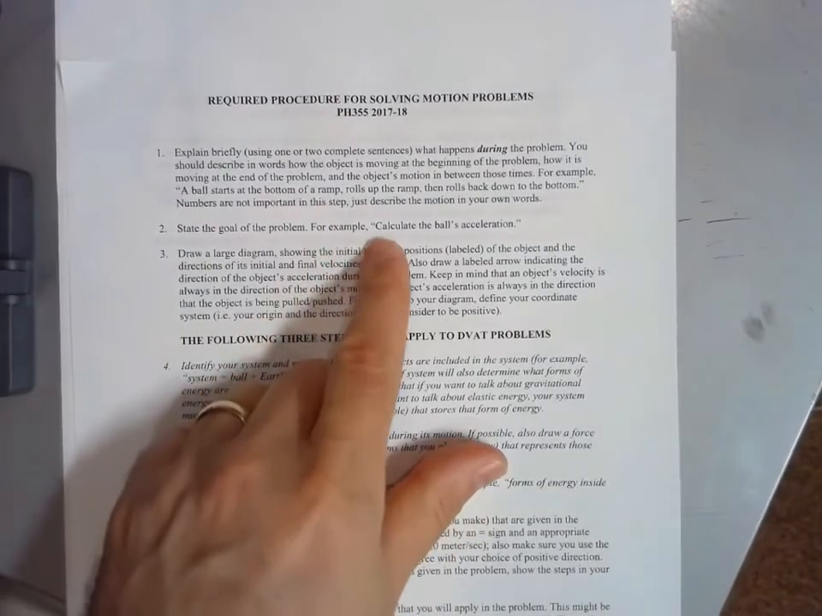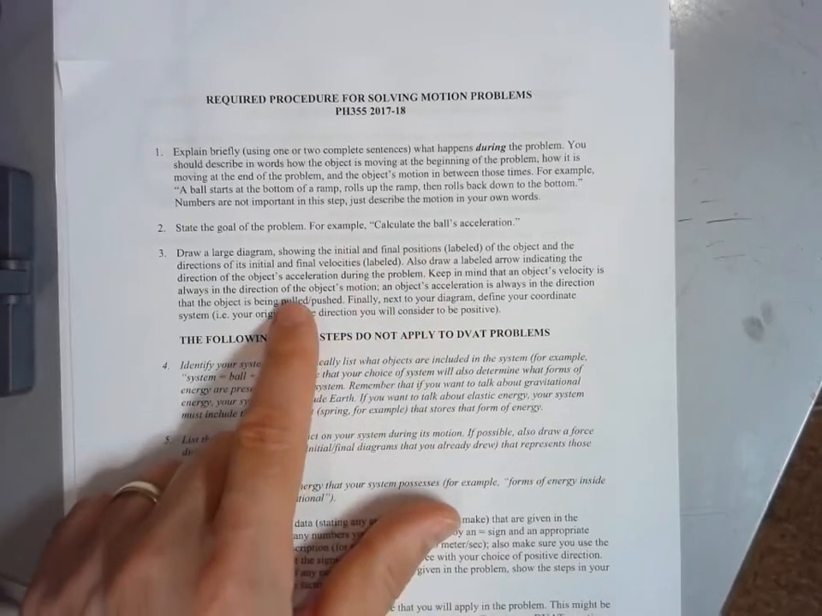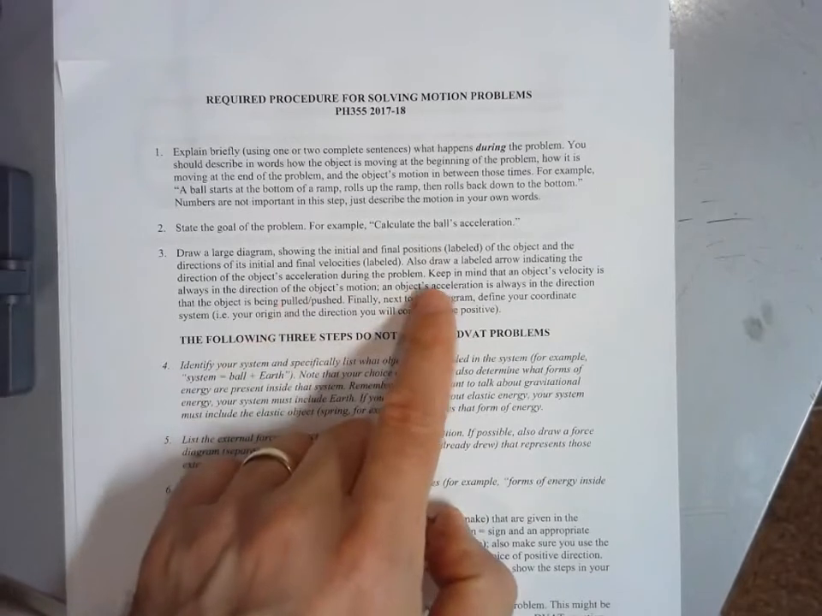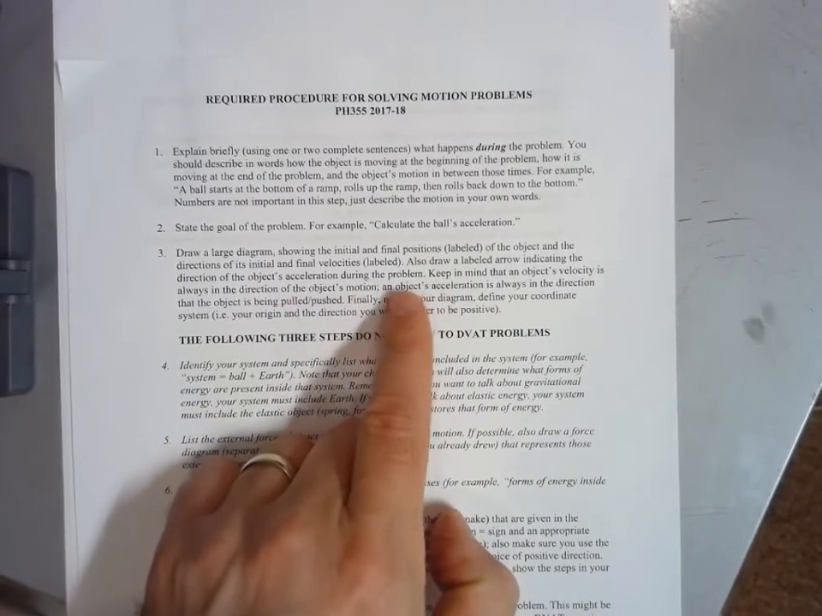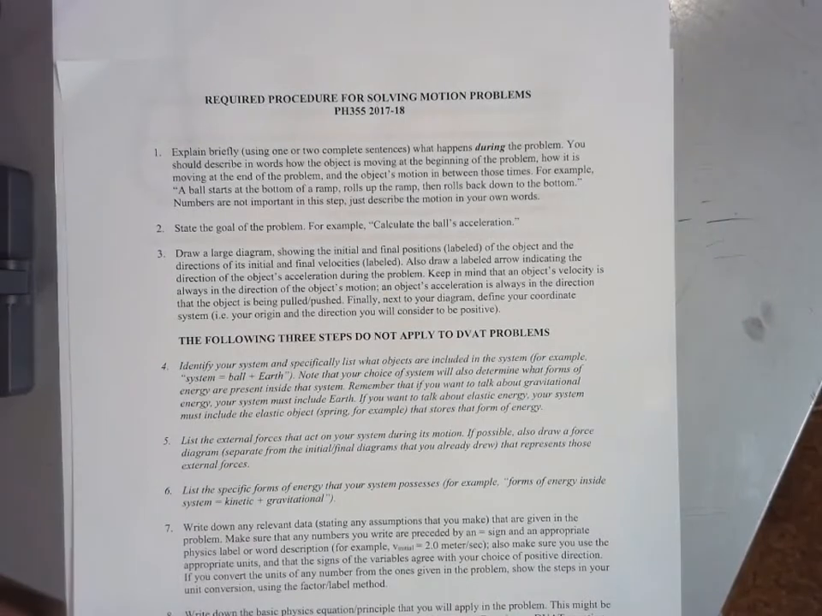The goal of this problem actually is to find the speed with which the person left the ground. That means find the DVAT variable initial velocity. Alright, I'm also going to draw a diagram labeling the initial and final positions and velocities and a coordinate system. And I'm also going to label, as you'll see, the direction of the object's acceleration. Alright, let's do all of those 3 steps on a diagram.